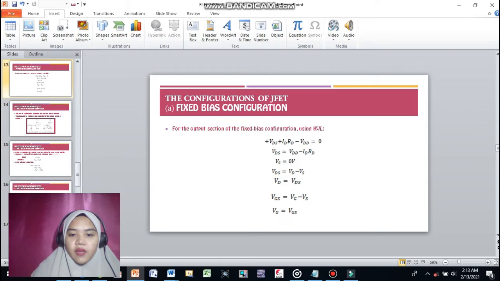We know that Vs equal to 0 volt, so VDS equal to Vd minus Vs, so we get Vd equal to VDS. For VGS equal to Vg minus Vs, by applying Vs equal to 0, lastly the equation is VG equal to VGS.